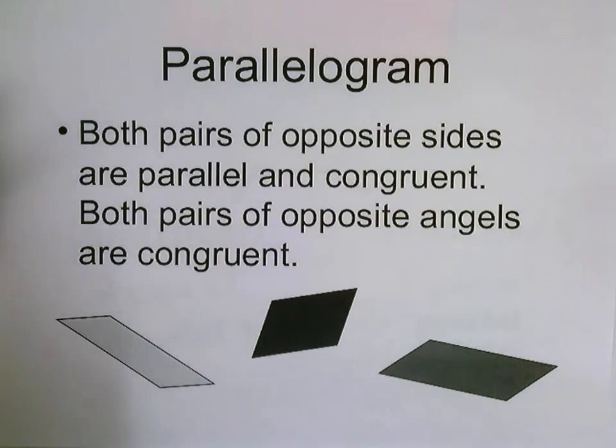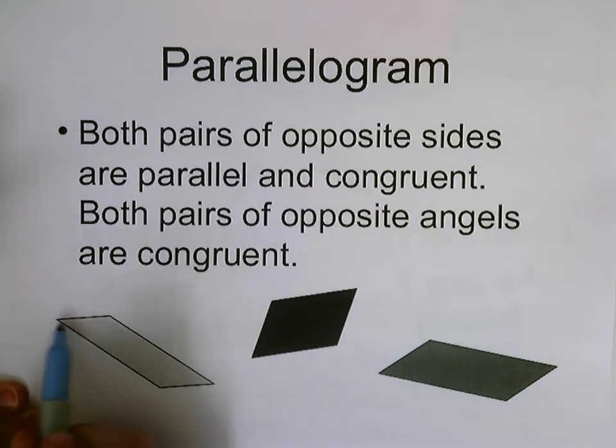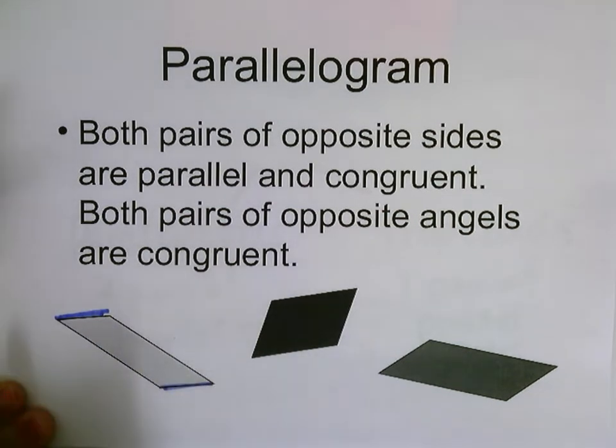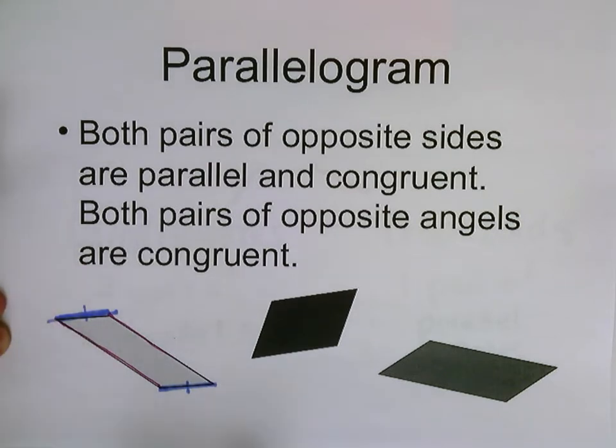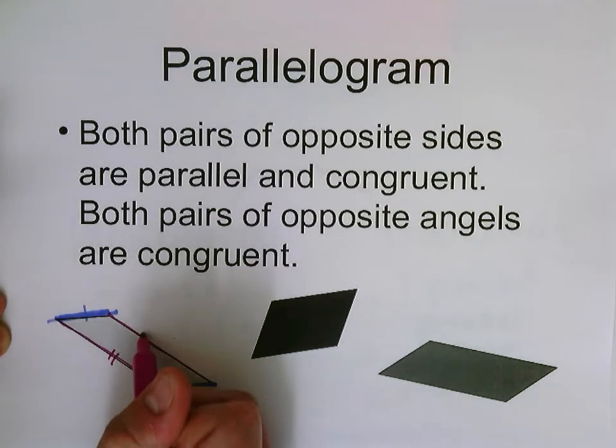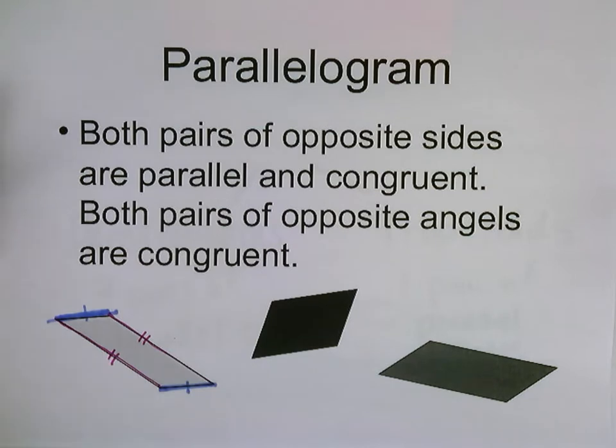So let's take a look at one of these. So here I have this parallelogram. This side right here and this side right here are parallel to each other. They're running in the same direction. And they're also the same length. They're congruent. Looking at the other side, this side right here and this side over here are also parallel to each other. They're running in the same direction and they are also congruent. They're the same length as each other.